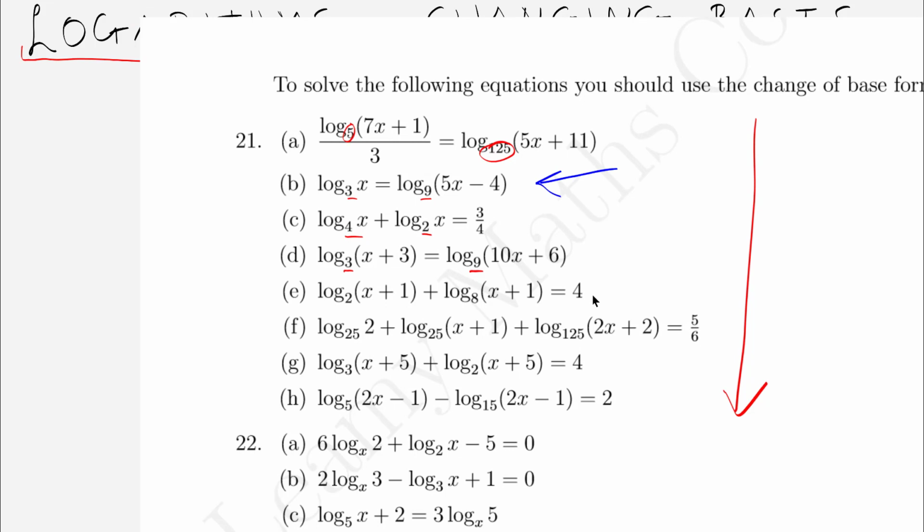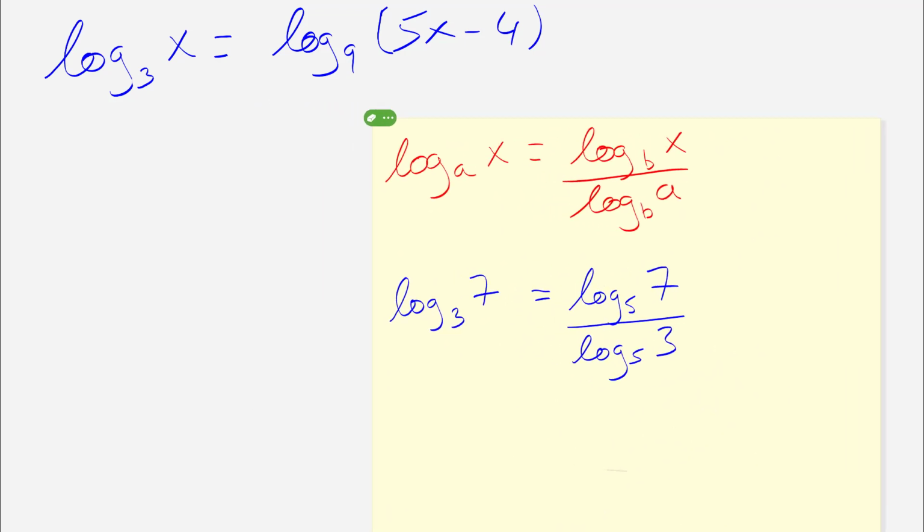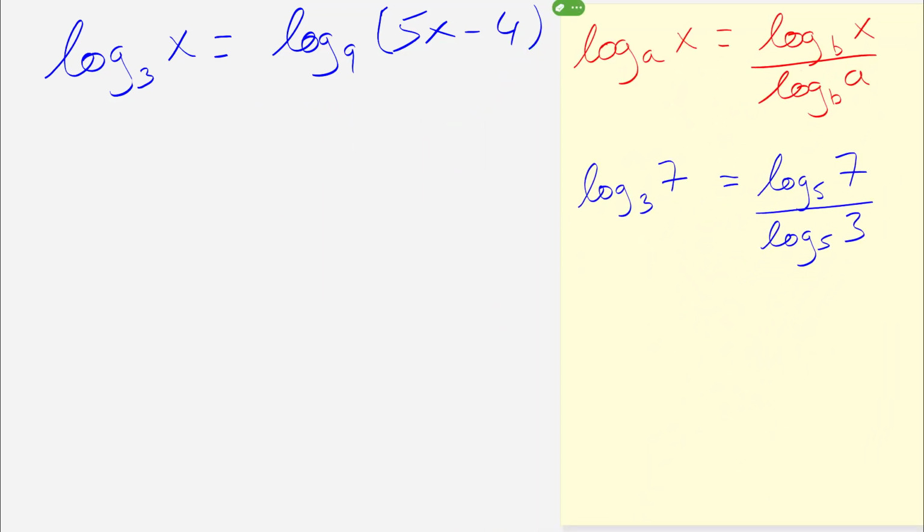Log to the base 3 of x equals log to the base 9 of 5x minus 4. Taking that with us to the next page: log to the base 3 of x equals log to the base 9 of 5x minus 4. We're going to use the rule we just looked at in order to change one of the bases so we have the same bases. I think it usually works out easier if you change the bigger base to the smaller base. So I'll leave this one as base 3, and I'm going to change this term so it contains a base 3. The first term will stay as it is.